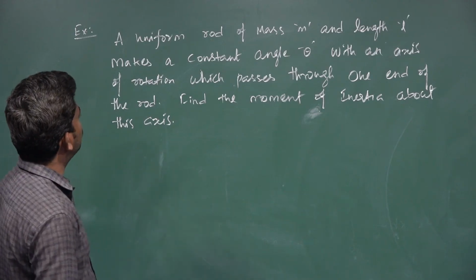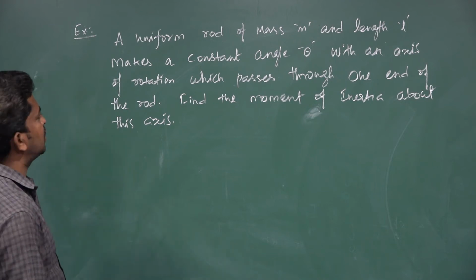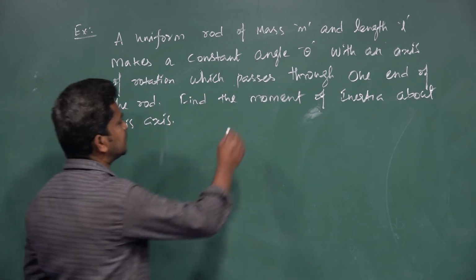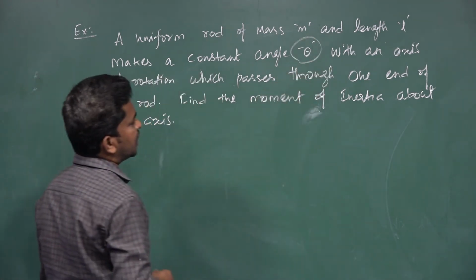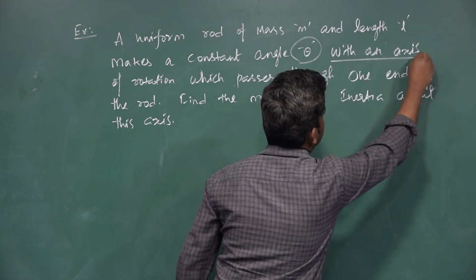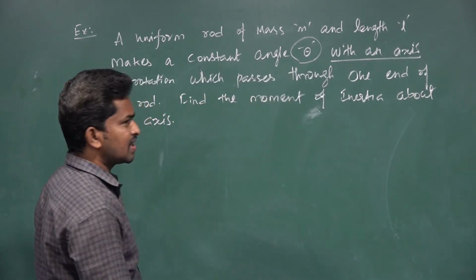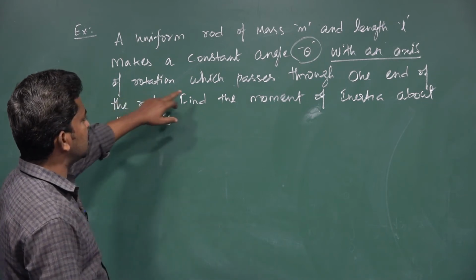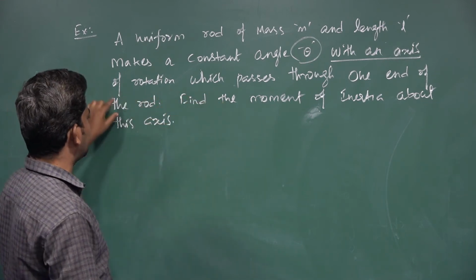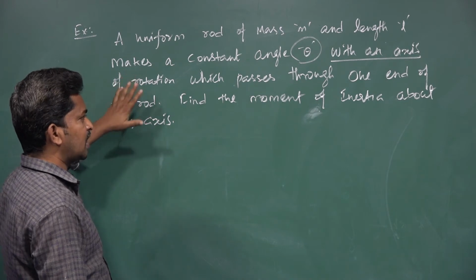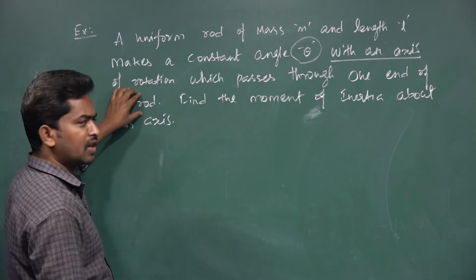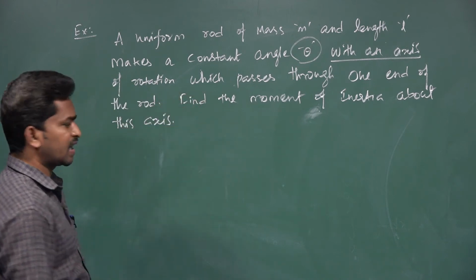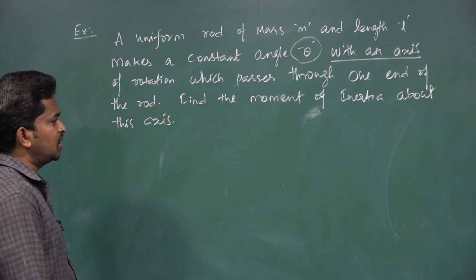The next one is a uniform rod of mass m and length L that makes a constant angle theta with an axis of rotation which passes through one end of the rod. The axis passes through one end of the rod, not the center point. Find the moment of inertia about this axis.